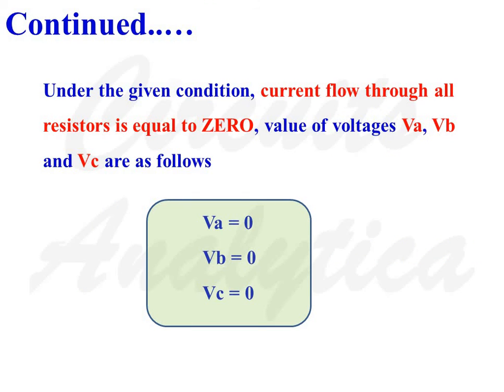Under the given condition, current flow through all resistors is equal to 0 if and only if the values of voltages VA, VB and VC are all equal to 0.